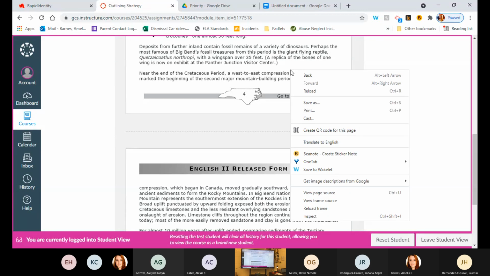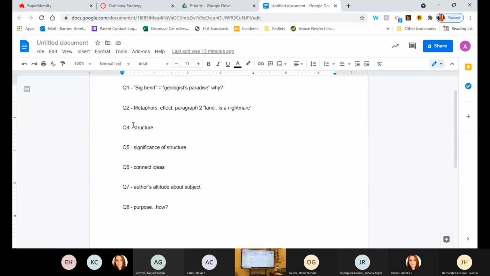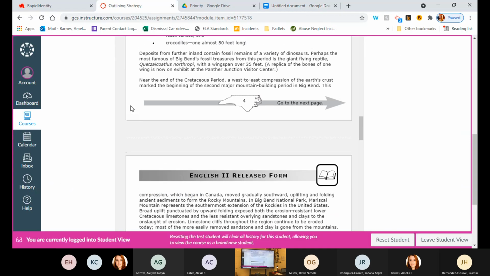Okay, so I'm going to pause here for a second. Let's look back at what our questions are asking for. The next couple of questions are about structure. So when the text asks about structure, what is it asking you to determine?